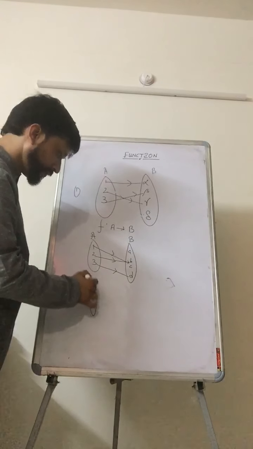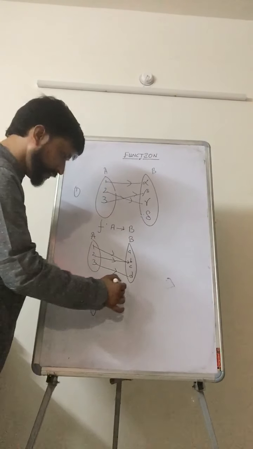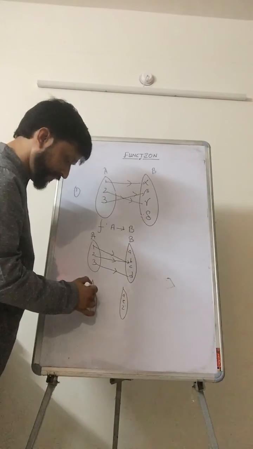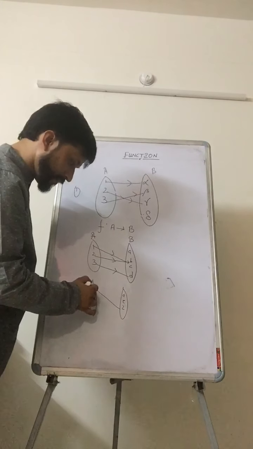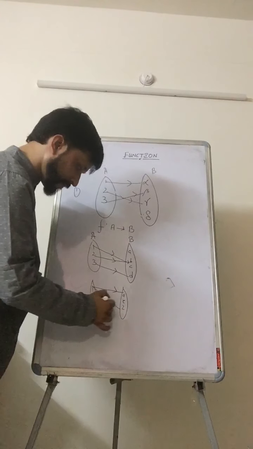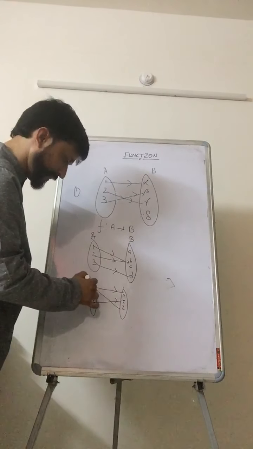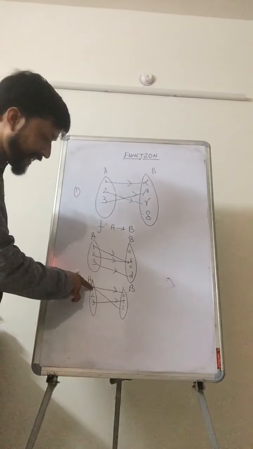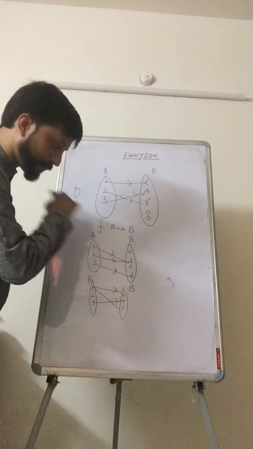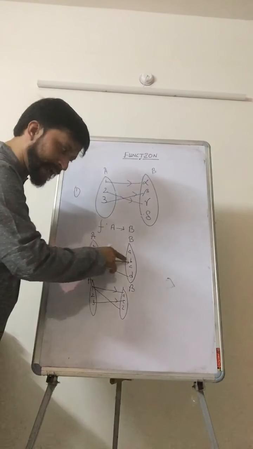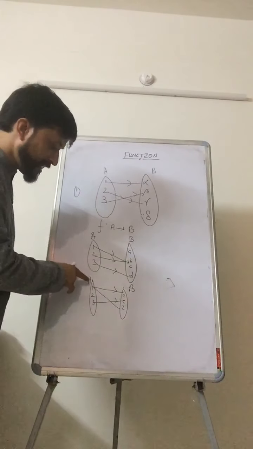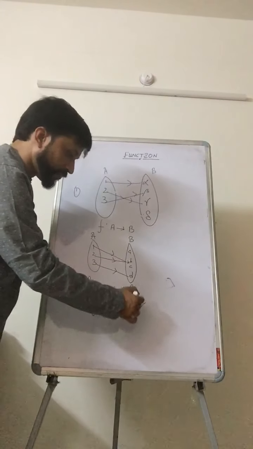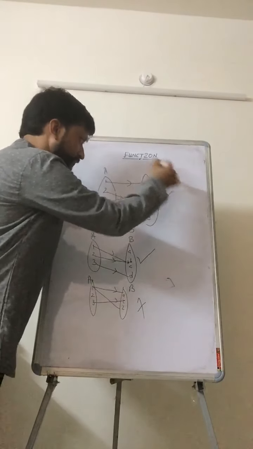Take a third example. 1, 2, 3, A, E, I. If it is like this, then it is not a function from set A to B. Why? Because one element has linked with more than one element of set B. Two different elements can link with the same member of set B, but the same member cannot link with more than one element of set B. If it is, then it is not a function. So this one is your function, this one is your function.